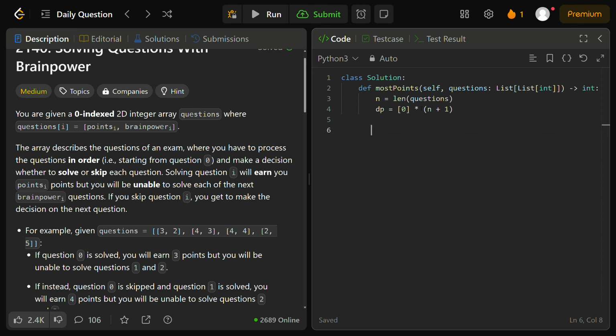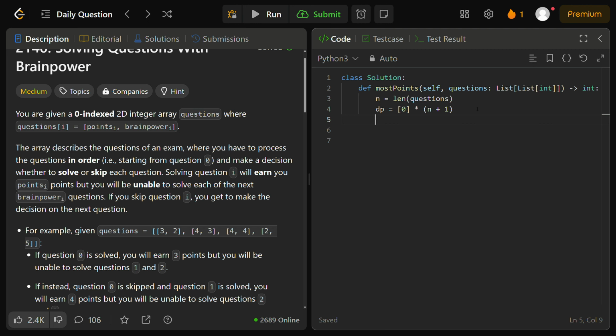Now, why do we have n plus 1? Why don't we just have n? Well, we have that extra space because it simplifies calculations by avoiding any index out of bounds error. Otherwise we'd go one index out of bounds, and that would make the problem a lot harder to deal with, because we could have brainpower at index I that goes one out of bounds, which we don't want if we start at the last index, if you will, right?